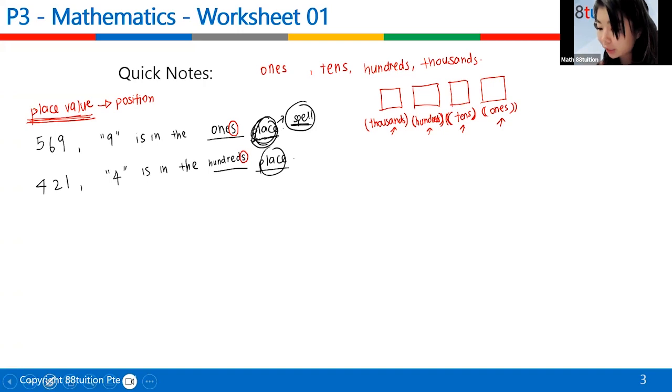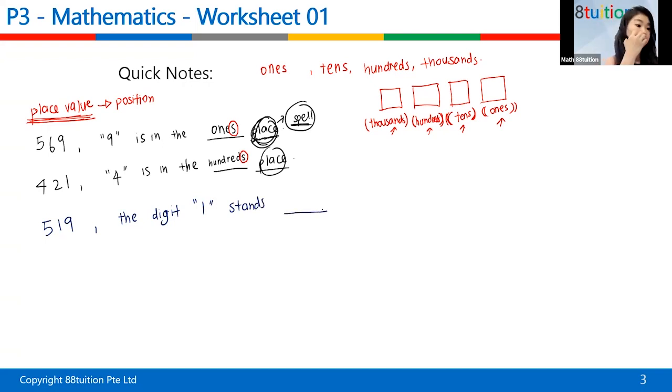Now let me test a different kind of question. Let's start with Jingjie. I give you now 519. The question asks what the digit 1 stands for. What will your answer be? Jingjie, you try and tell me first. In the exam, what will you put as your answer?